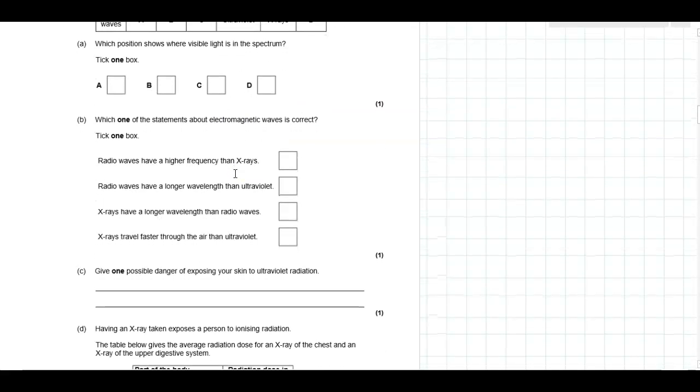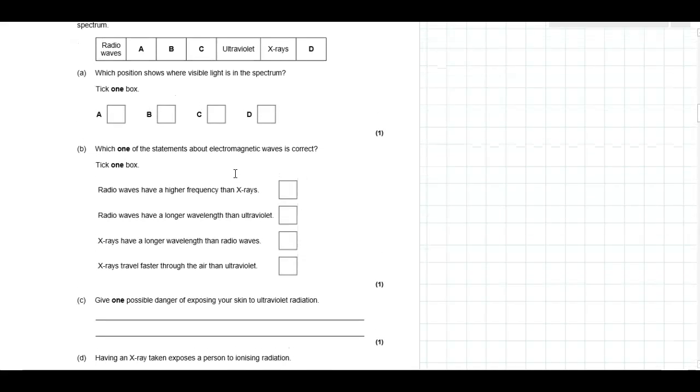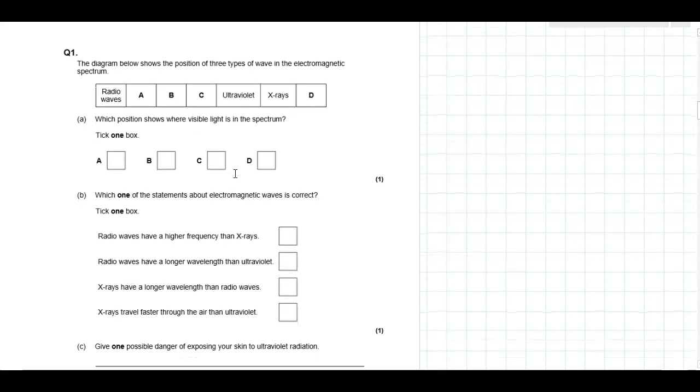Which one of the statements about electromagnetic waves is correct? Okay. All of the statements are about wavelength and frequency. Let's go back to our spectrum here. We know that the radio waves have the biggest wavelength and the smallest frequency. So let's have a look here. Which ones can we discard? Radio waves have a higher frequency than X-rays. Well, that can't be right. Radio waves have a longer wavelength than ultraviolet. Well, that is true.